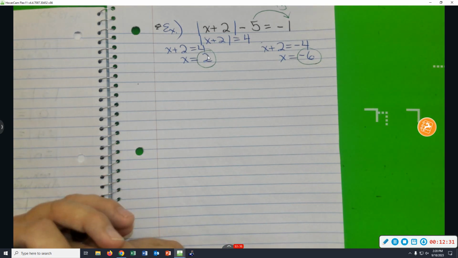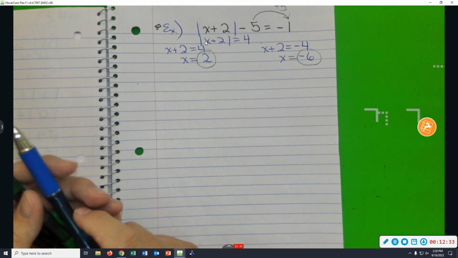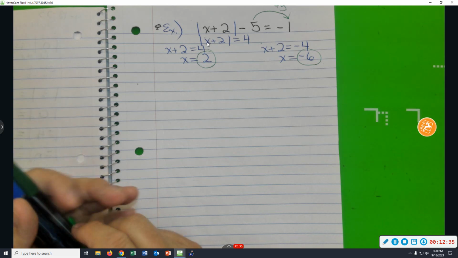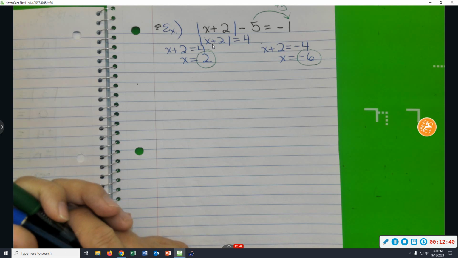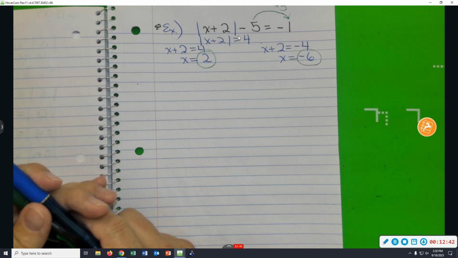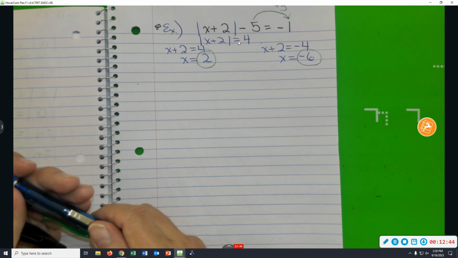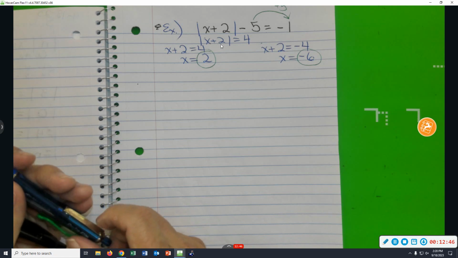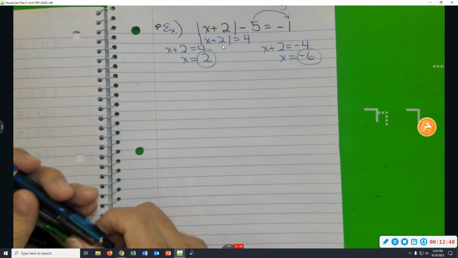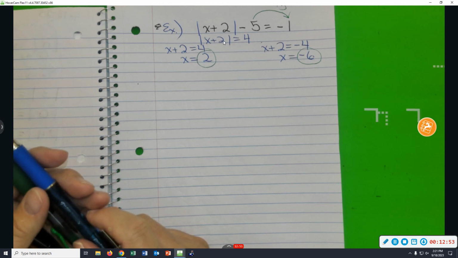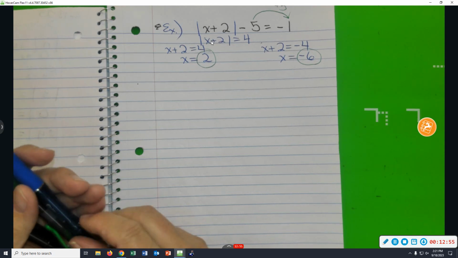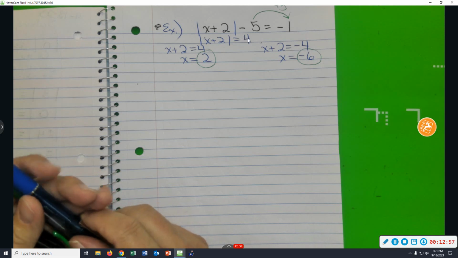And you can logic your way through this by checking. If you put a 2 inside here for x, you have a +4 in the absolute value bars. The absolute value of 4 is 4. If we put a -6 in for x, what number would we have inside there? -6 plus 2 is -4, which has an absolute value of 4.